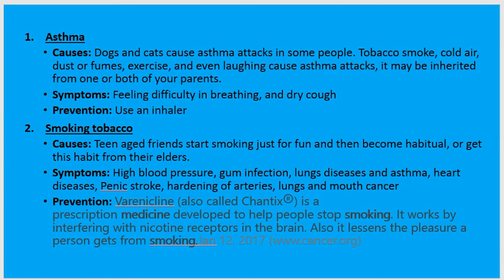For prevention, in your book there was no specific prevention, so I took this information from www.cancer.org. Varenicline is a medicine also called Chantix. It is a prescription medicine developed to help people stop smoking. It works by interfering with nicotine receptors in the brain. Also, it lessens the pleasure a person gets from smoking. So that was all about this chapter.